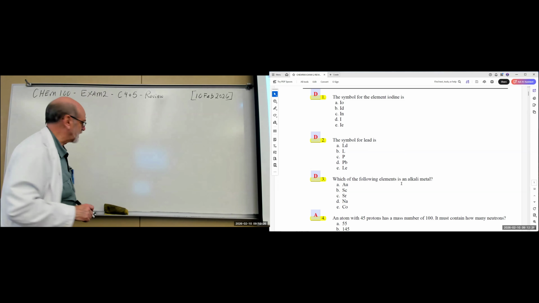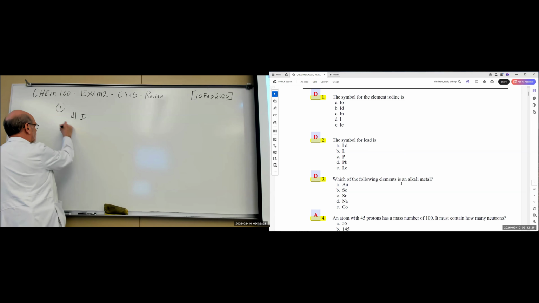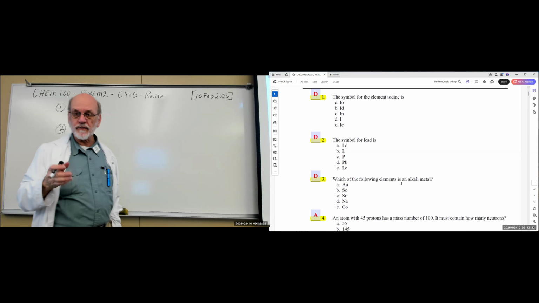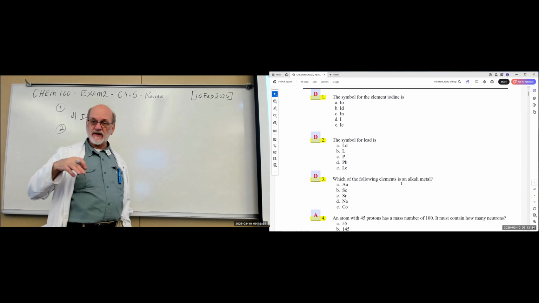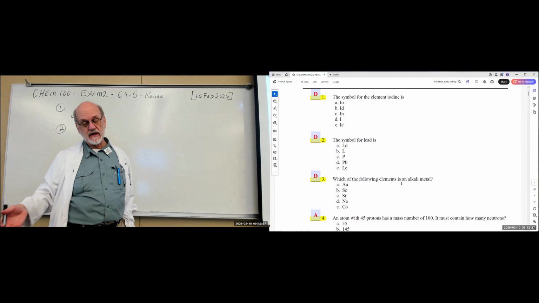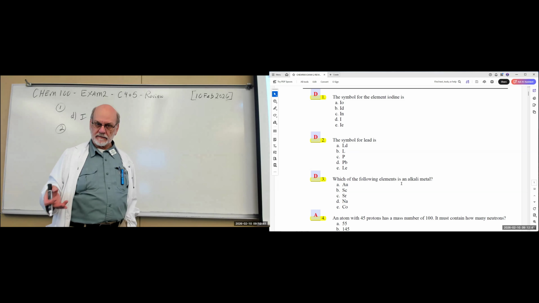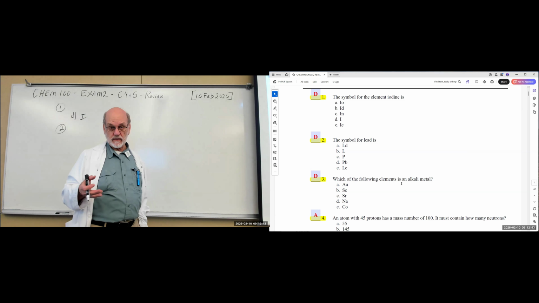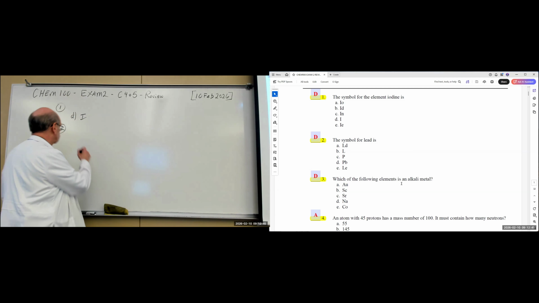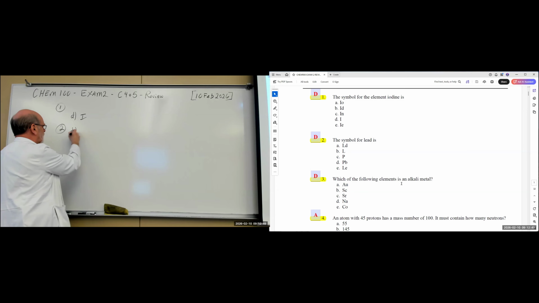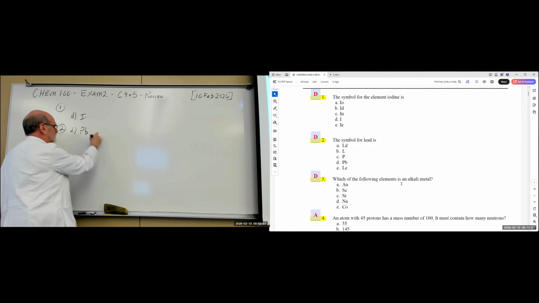Number two, the symbol for lead. You may also recall that some of these symbols are not derived from the English, or they cannot be associated with English names. They're actually drawn from the Latin, and lead is one of those. Lead is PB, and that would be D. PB for plumbum.